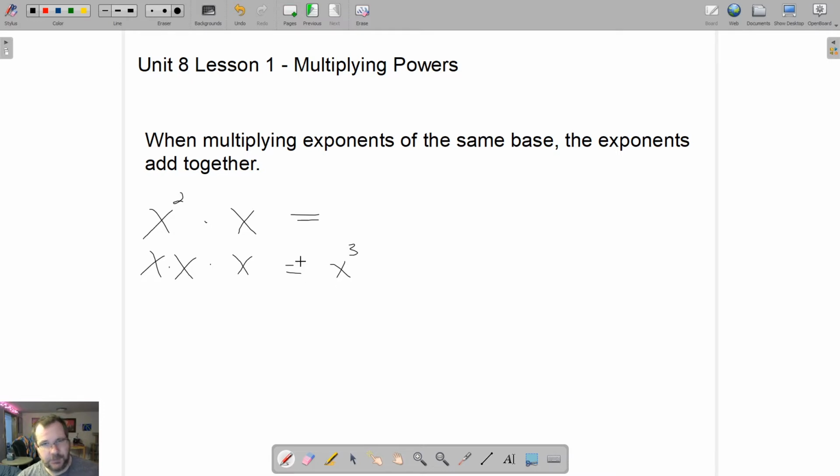Now, the shortcut way of doing that is to notice that if there's no exponent on a number, the exponent that's really there is a 1. Just like if there's no number in front of x, the number that's in front of x is 1. So when we're multiplying these two together, the base stays the same. The base stays x, but then 2 plus 1 makes this 3. Okay? Now, that's the simplest possible version of this.